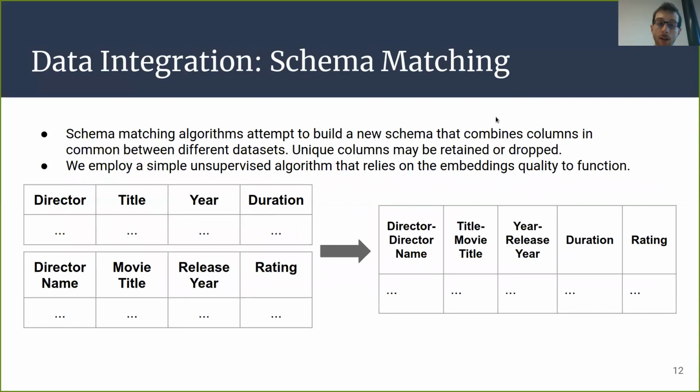For the schema matching task, we are given tables that contain similar content with misaligned columns, and we try to reconstruct a combined view of the relations. For this, we use a simple unsupervised algorithm that relies on bidirectional relations between columns to perform the matching.